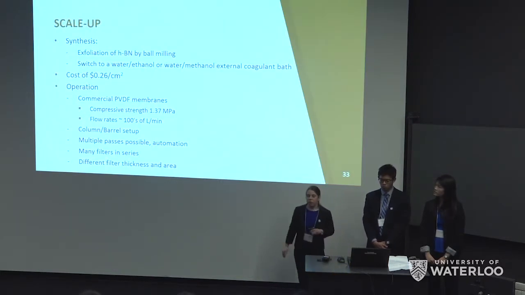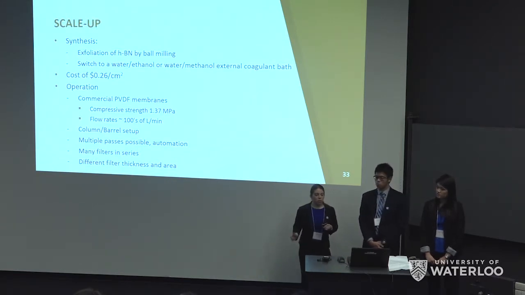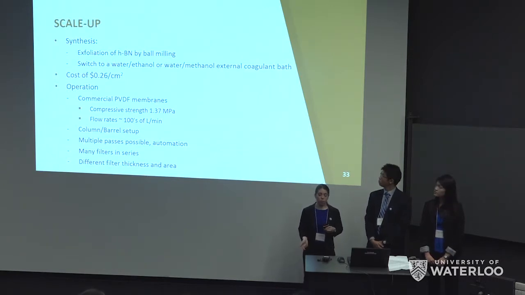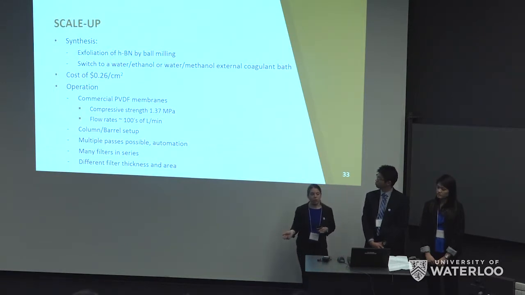So in terms of scale-up, the synthesis of HBN would be done by ball milling. That's a very standard technique. Then we would be switching to a water ethanol or water methanol for the solvent exchange part in an external coagulant bath. And this is also well established. We calculated the cost of our material, and that's about 26 cents per square centimeter. So that is pretty inexpensive.